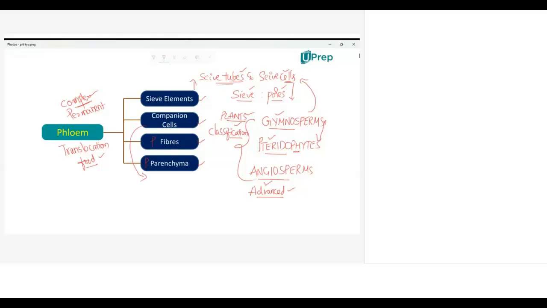Next term, companion cells. So now we'll discuss the companion cells. When you take the companion cells, they are usually called sister cells, sister cells of sieve elements. Why are they called sister cells?